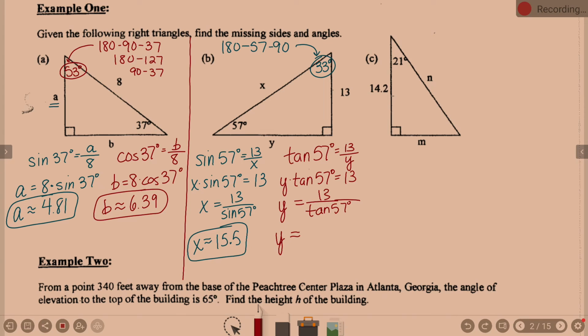What do we get? 8.44. Okay, I'm told 8.44. Everyone agree? Yes.